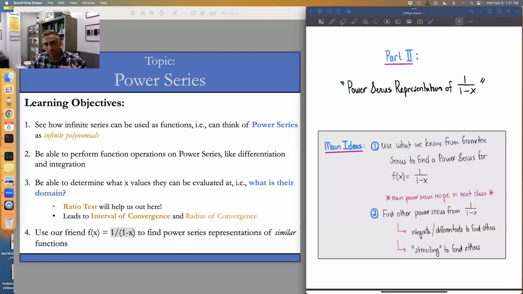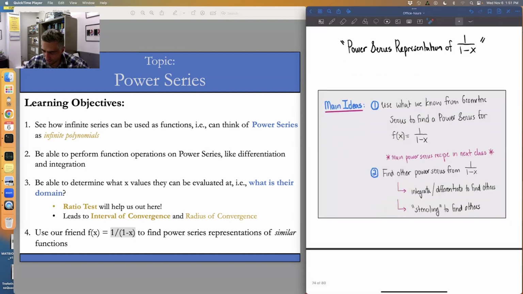All right, so after we find this power series for 1 over 1 minus x, the next thing we'll do is we'll integrate and differentiate it to find other power series of other functions, and we'll also use what I call the stenciling method to find power series of other functions that look similar to 1 over 1 minus x. All right, so first things first, let's find this power series, remembering what we have from geometric series.